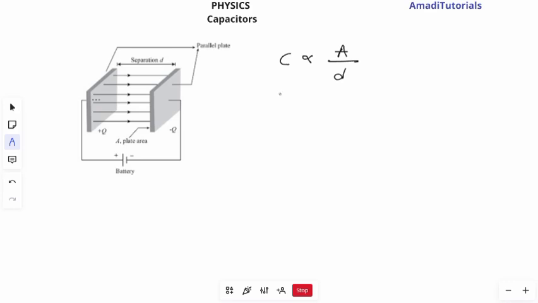With this variation, if you now change it to an equality sign, you attach your constant of proportionality, epsilon, over D, where this letter here is called epsilon. This epsilon is called the permittivity of the dielectric, or the permittivity of the material between the plates of a capacitor.